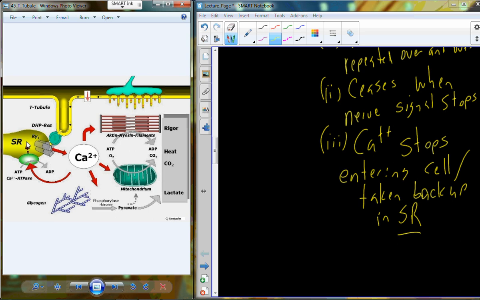So the big take-home message of that whole first part is the nerve signal needs to release calcium from the sarcoplasmic reticulum. Is everybody with me? The nerve signal is responsible for releasing calcium from the sarcoplasmic reticulum. This causes an increase of calcium in the intracellular fluid, the cytosol of the cell. So nerve signal leads to large amounts of calcium in the cell. That calcium is going to go to our sarcomere, which is our organized myosin and actin filaments.